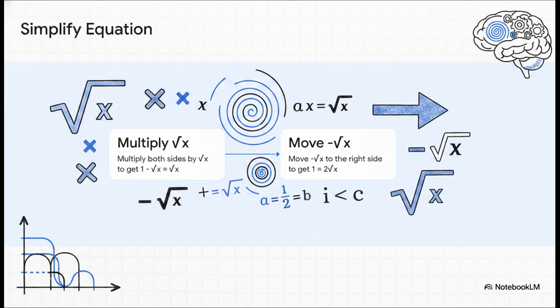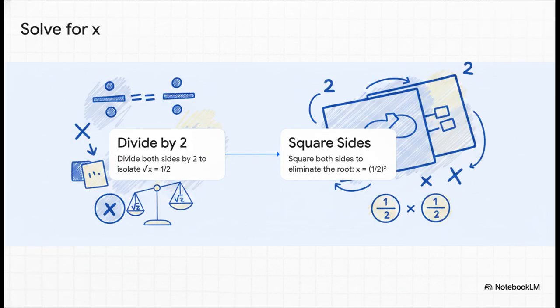If we move that negative root x across the equal sign, it turns positive. Add them up, and suddenly we're looking at a much friendlier, much cleaner equation. 1 equals 2 times the square root of x. We are seriously in the home stretch now. With a quick division by 2, we get the square root of x all by itself, equaling 1/2.